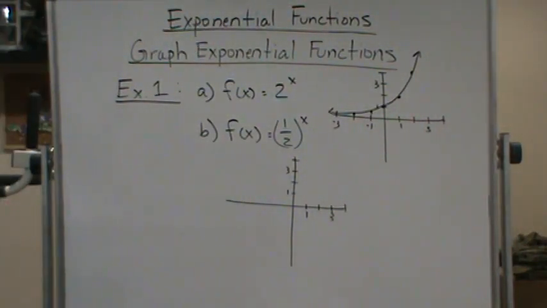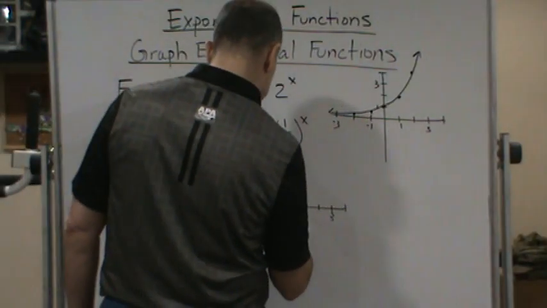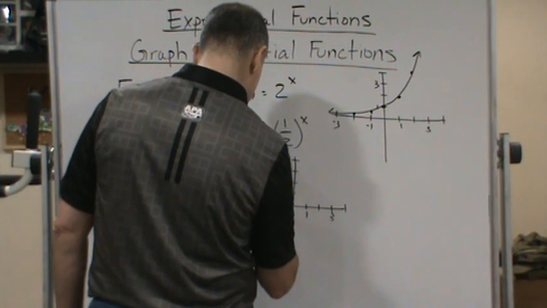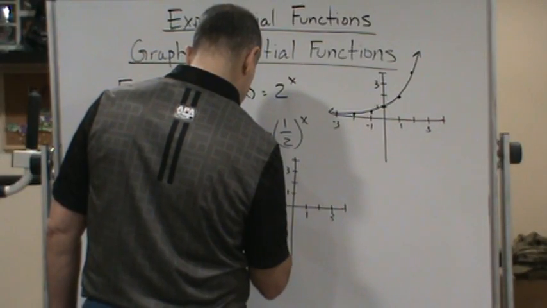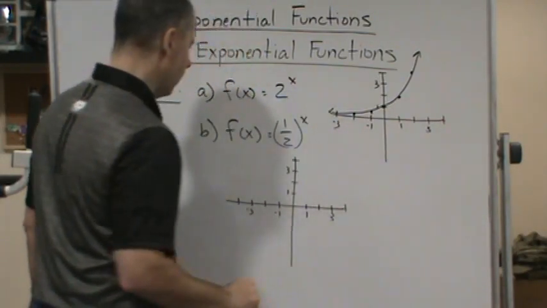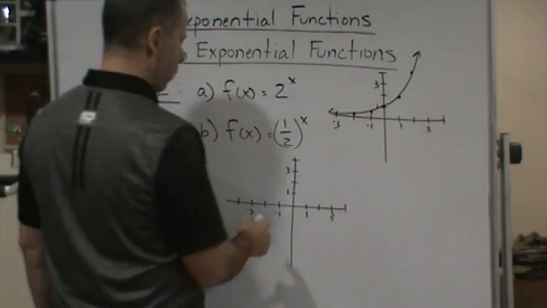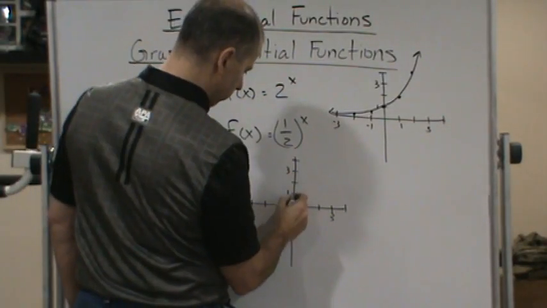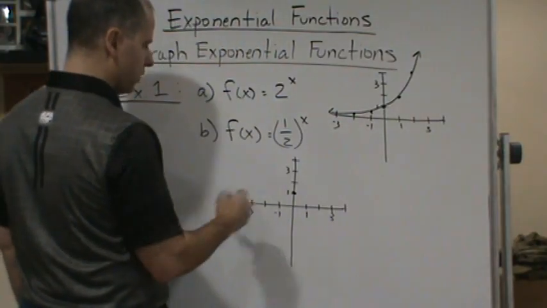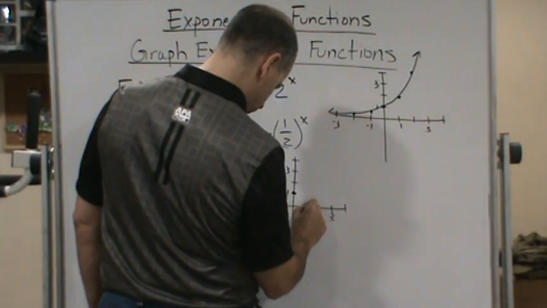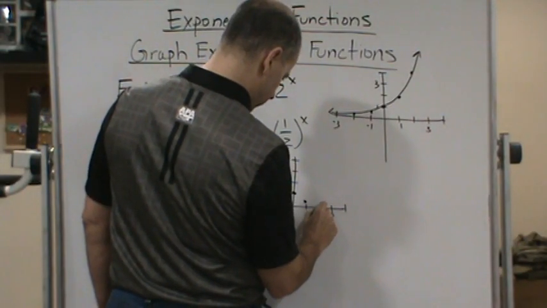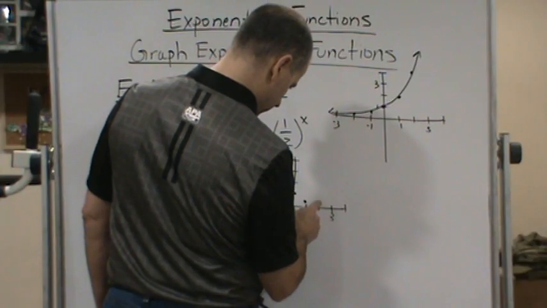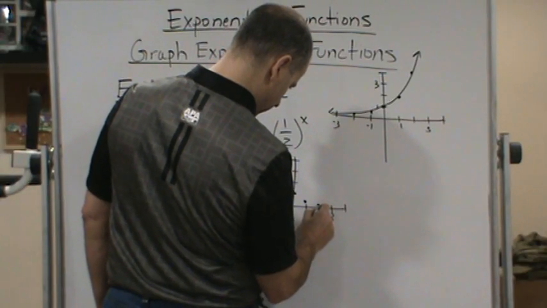All right. Now, what about a half? Okay, let's start with a half. Okay, so now what we're going to do is the same thing. So when x is 0, we get 1. When x is 1, we get a half. When x is 2, we get a fourth. Oops. Well, yeah, about right there.